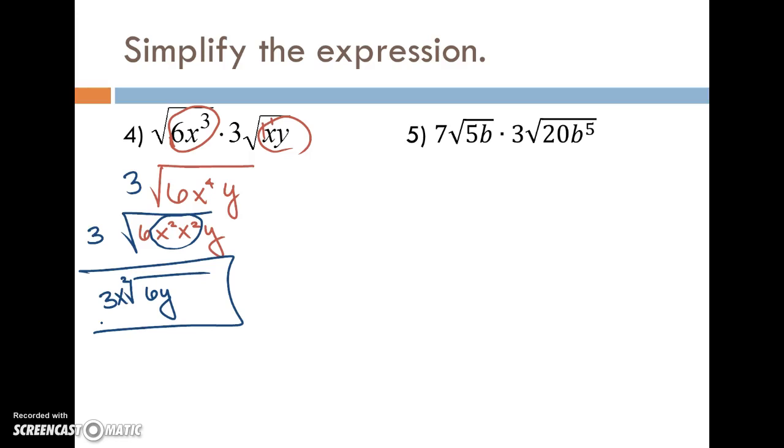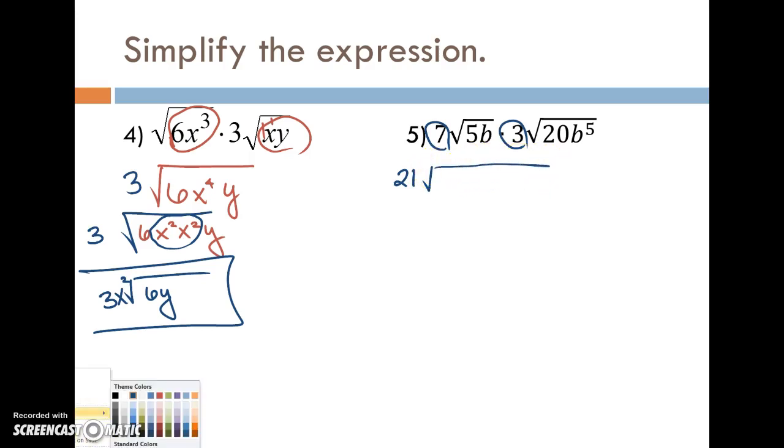So remember what we just said. We can only multiply what's outside, so 7 and 3, and get 21. And then what's inside. So I have that 5b, and then I have 20b to the 5th. So 5 times 20 is 100, which I like because it's on my list. And then b times b to the 5th is b to the 6th, because remember, this is like 1 plus 5 gives you the 6.